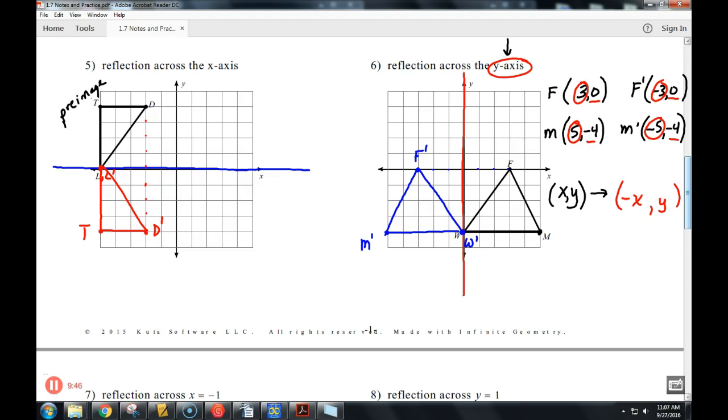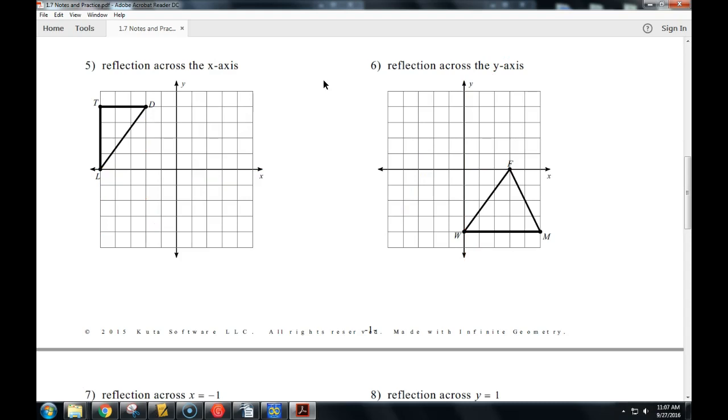Going back to the last example, a reflection across the x-axis, if you notice, all of the x values stayed the same. So x values stayed x values, but y values changed their sign. So that's the difference between the rule for reflection across the x-axis and reflection across the y-axis. All right, moving down to the next page.